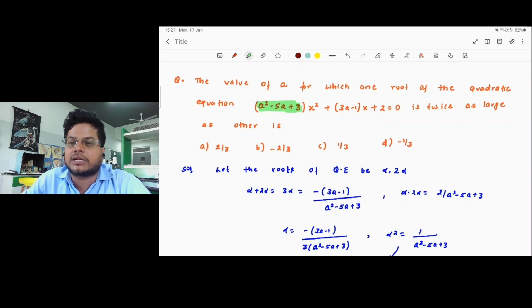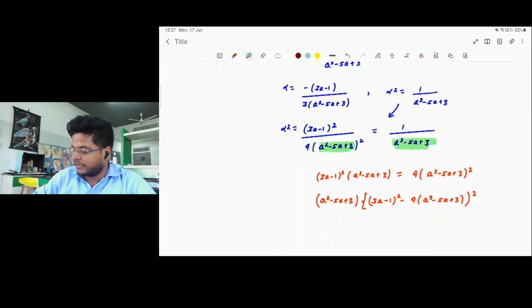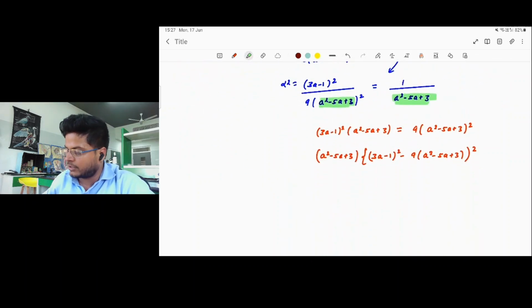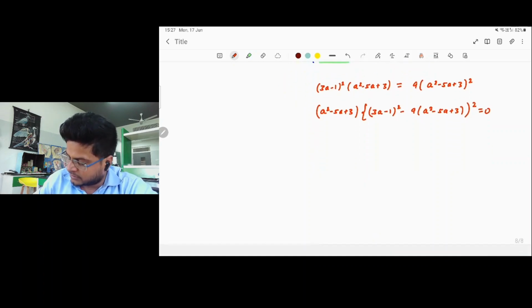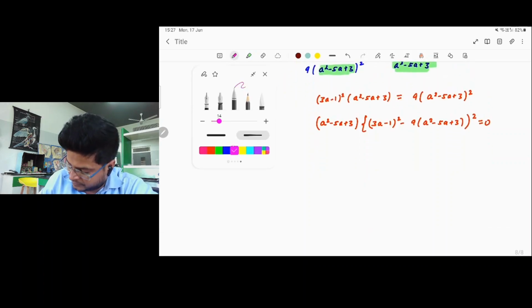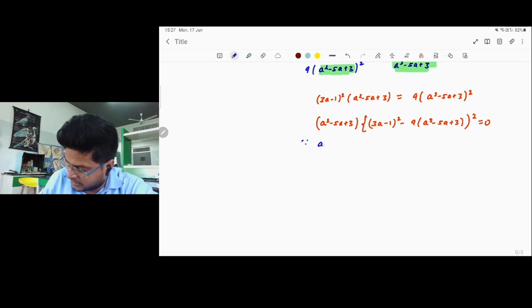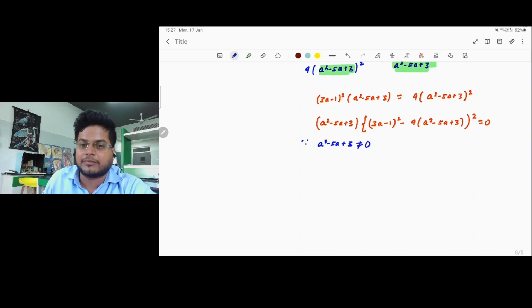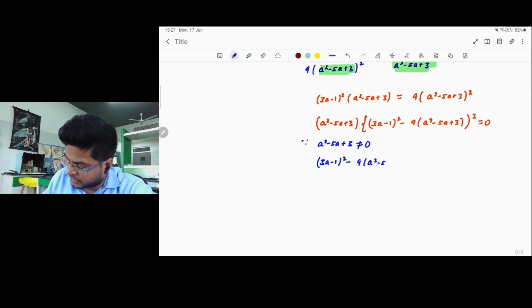But right now I'm talking about the process. So the correct way to solve this question is that you try to create something like this, equal to 0. Now you mention, since a square minus 5a plus 3 can't be equal to 0, the only option is 3a minus 1 whole square minus 9 times a square minus 5a plus 3.